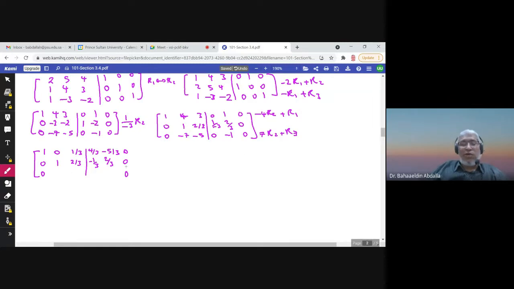Now 7 times 1 plus negative 7. 7 times 2 over 3 minus 5. 0. Now I multiply 7 times negative 1 over 3. That's negative 7 over 3. And 14 over 3 minus 1.